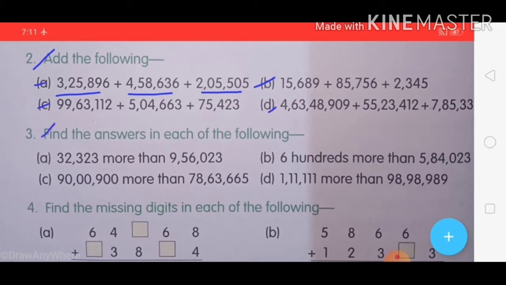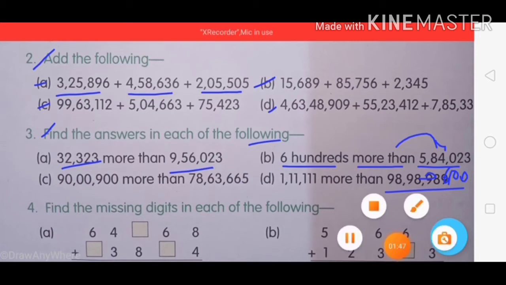Now in question number 3 you have to add both the numbers. If it is written "more than", then in this type of question you have to add the numbers. So 600 more than this number, so you have to add 600 to this number. So 600 means the right side must be equal, it should be 006, means the right side should have a digit, the right side should not be empty.